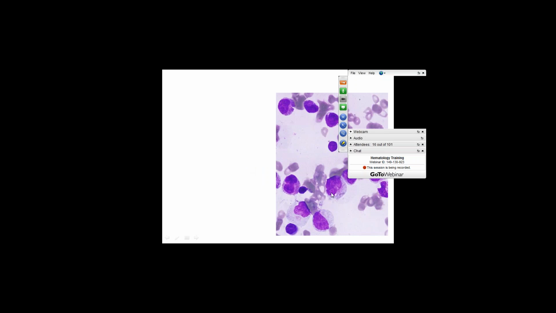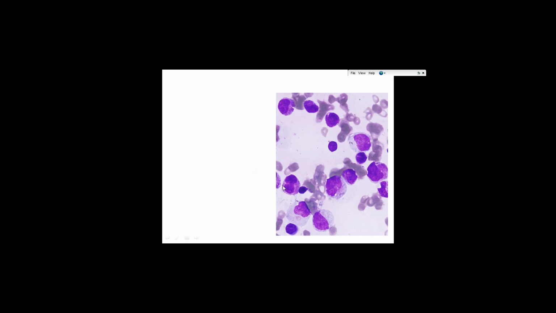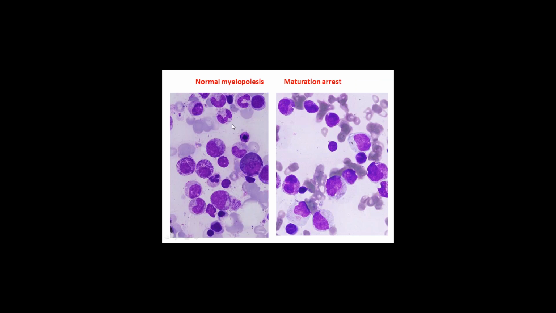bone marrow slide in which there is a paucity of metamyelocytes. All the cells are from the myelocyte stage and above. When we compare it with the normal bone marrow, we can see that neutrophils, metamyelocytes and band cells are seen there, but here we don't see them. So this is a case of a maturation arrest. When we do a differential, in all cases we should do a very thorough differential and should always keep in mind possibilities that we don't generally see regularly.